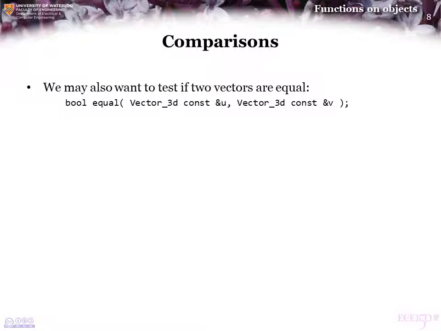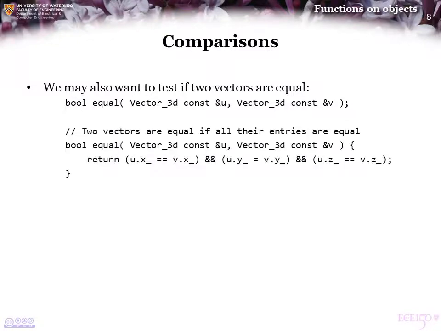Finally, we may also want to test if two vectors are equal. And from your linear algebra course, you know that two vectors are equal if all of the corresponding entries are equal. Consequently, all we do is compare the corresponding entries and ensure that all three of them are equal.